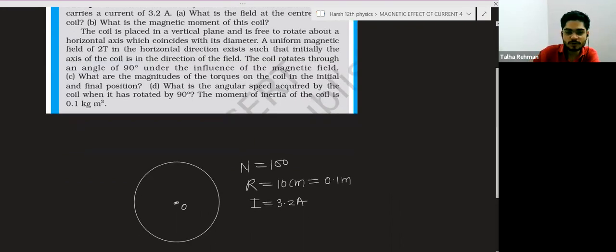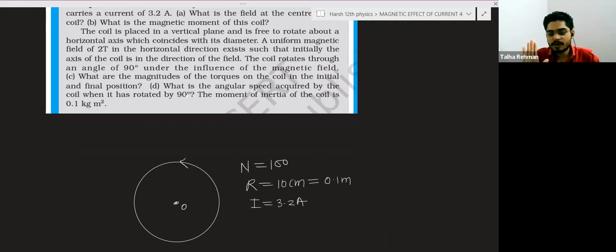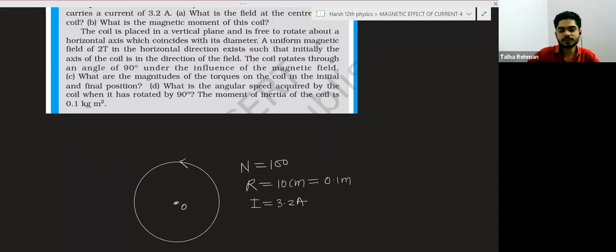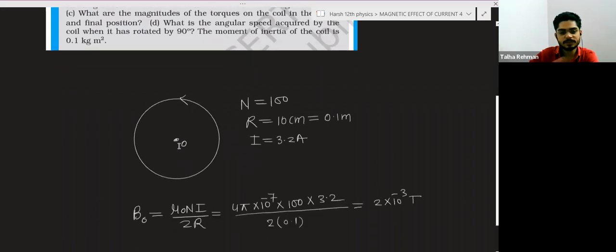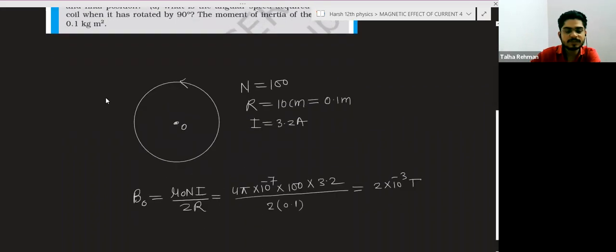For the direction of the magnetic field at the center, you will apply the right hand rule. Curl your finger along the sense of current, and your thumb will give you the direction of the magnetic field: outwards. If the current is in the opposite direction, then the magnetic field will be inwards. This is the A part. Now B part.